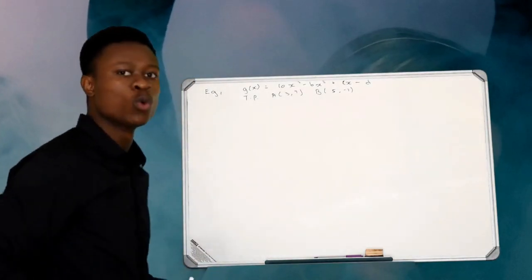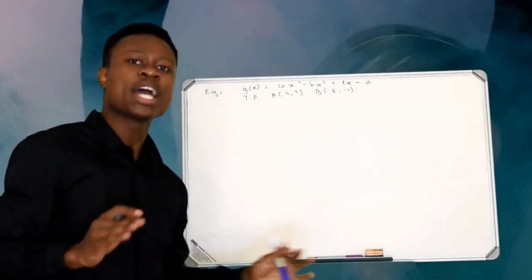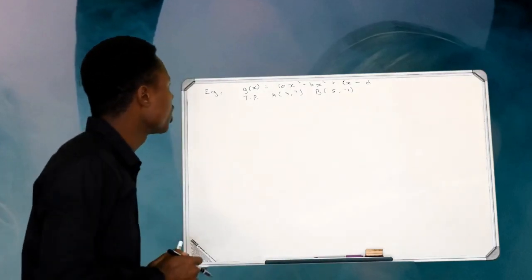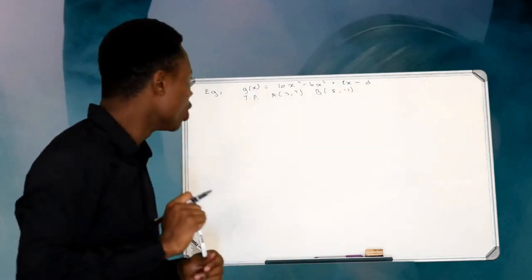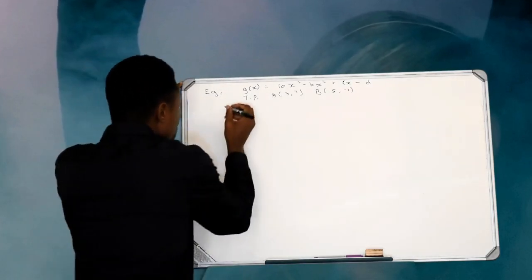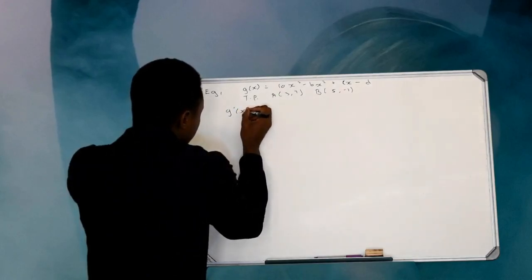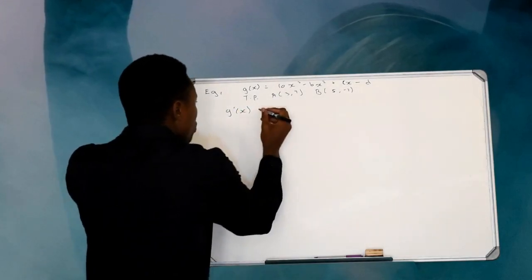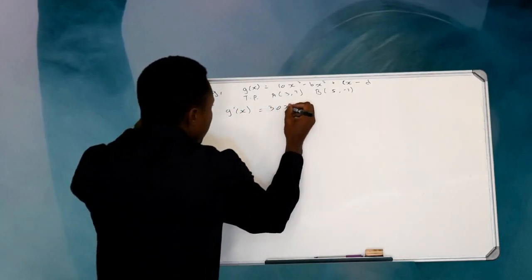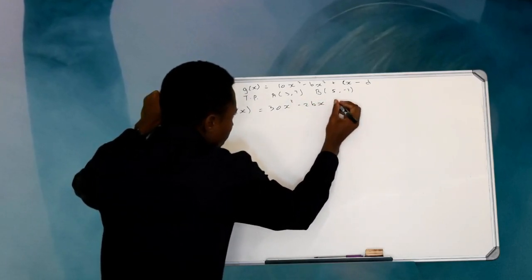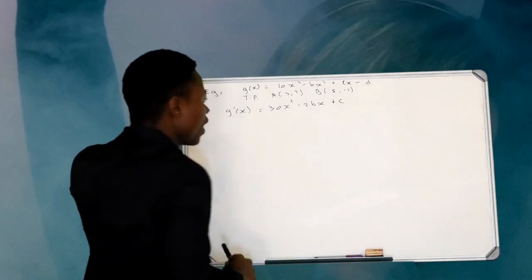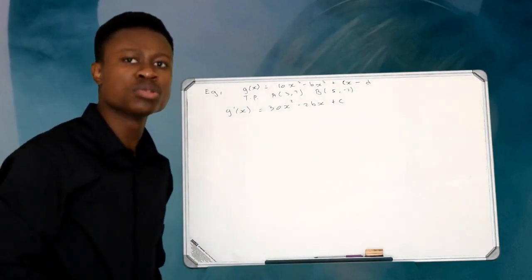So what do I do? What do I know about turning points? Let's just go back to the basics. What I know about turning points is that g prime of x is equal to 0. So let's start there. What is g prime of x? My g prime of x is equal to 30x squared minus 2bx plus c. So I work with the variables that are unknown.